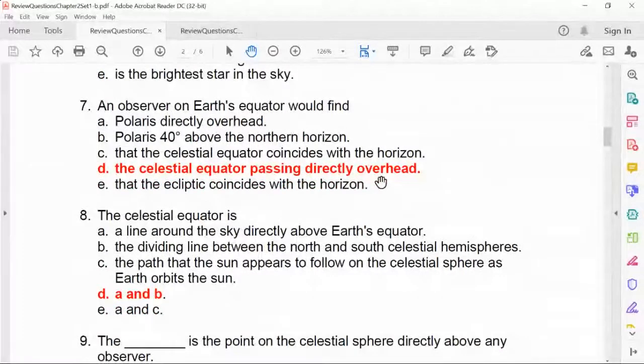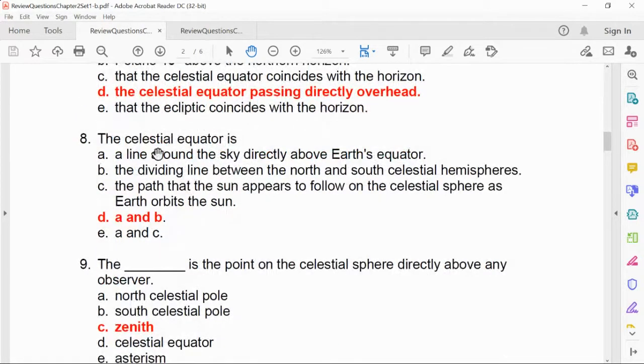7, an observer on an Earth equator would find the celestial equator passing directly overhead. That's the only right answer here. Of course, he's not going to see that because we're imagining this celestial equator to be there. But if someone lives on the equator on the first day of spring or the first day of autumn at noontime, he or she will notice the sun at the zenith.